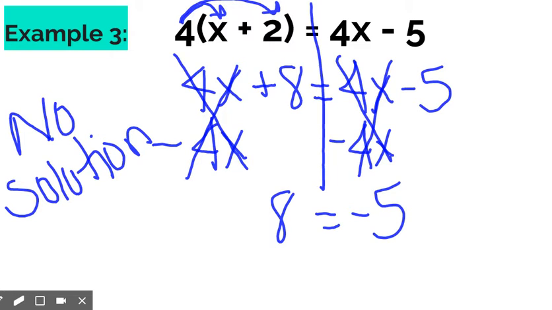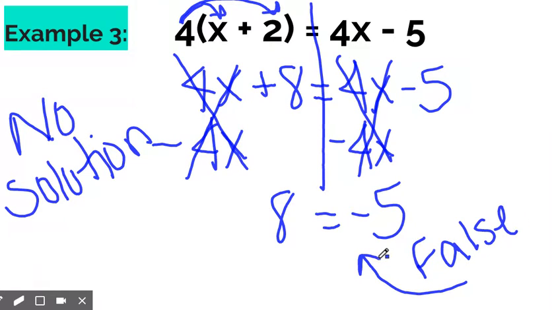All right, the last two problems I said each had one solution because they had x equals a number. This one, if your variables cancel out and you just have a number equals a number that is not true, it's kind of like a false statement, then you know that it is no solution. So we know that that's false. 8 does not equal negative 5.